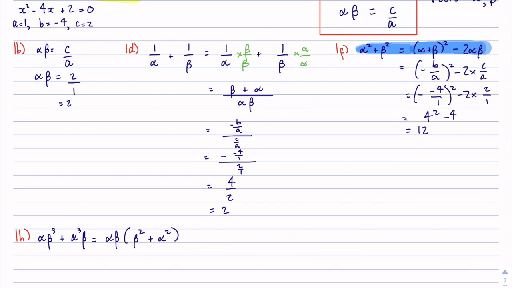Beta squared plus alpha squared, I'm going to do the same tricky thing I did before. So I've got alpha beta times alpha plus beta squared take 2 alpha beta. Alpha times beta, I know that's c on a. And then this whole thing in brackets, well, we already know what that was, it's 12. Alpha times beta is c on a, we already know that's 2. So I get 24.